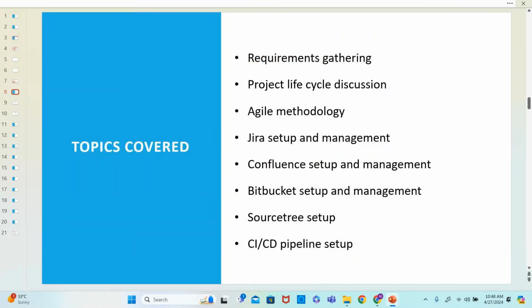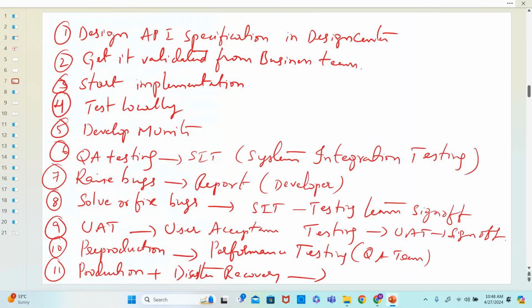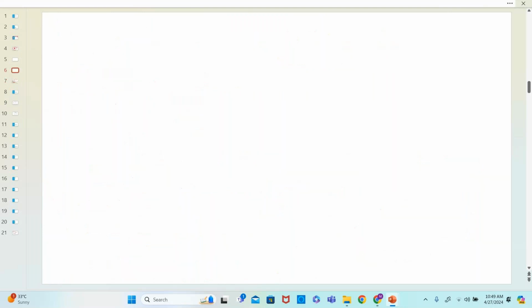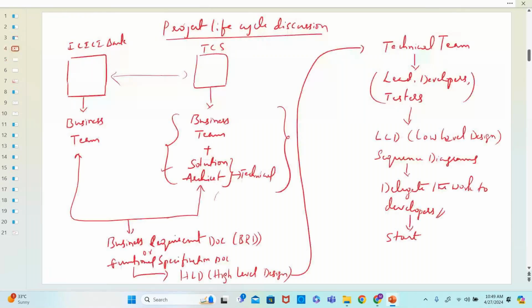Okay, now I just wanted to say, I told you the developer work will start, right? Now, when did the developer work start? For example, you are given the development work, and you have been assigned to work on an API. How will it start?